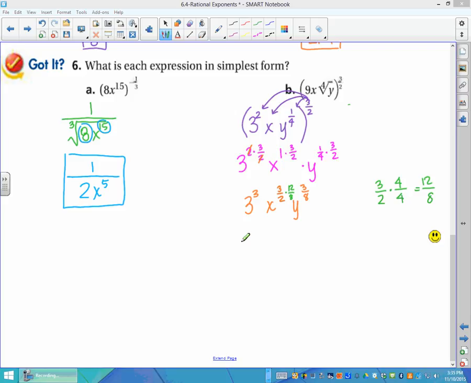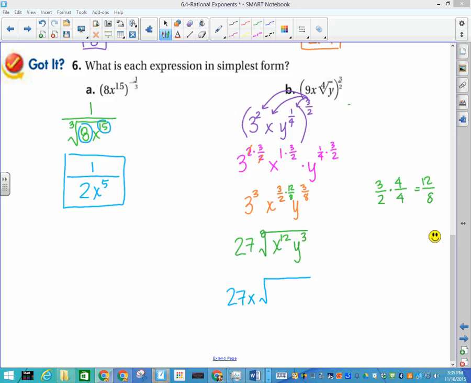And so that gives me 3 to the third is 27 times the 8th root of x to the 12th and y to the third. Now, do you need to go further? You can, because you can't leave an exponent larger than that index. So we need to go one step further. How many times does 8 go into 12? It goes one time. And then how many do I have left over? I have 4 left over, and I still have y cubed.